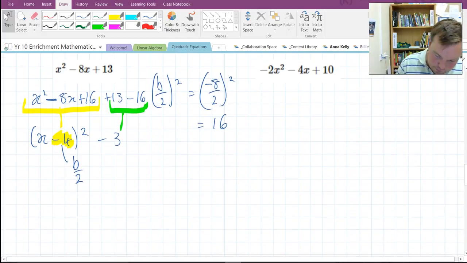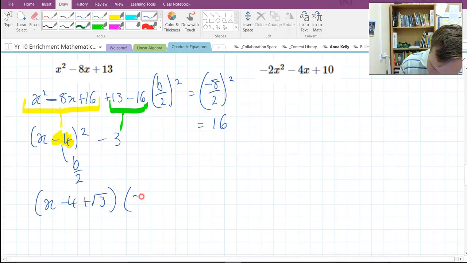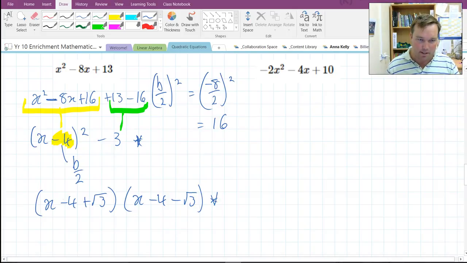Alright, now it's not yet fully factorized. To fully factorize this, we would need to do x take 4 plus root 3, x take 4 take root 3. So note that at this stage here, it's completing the square. At this stage here, it's factorized by completing the square.